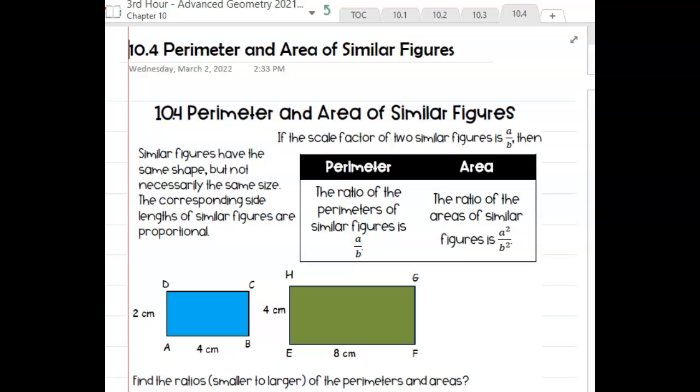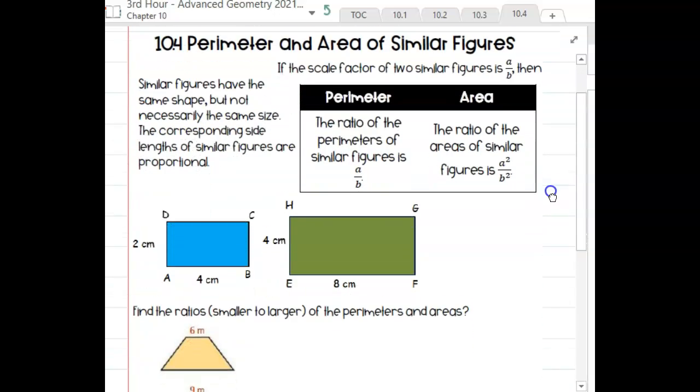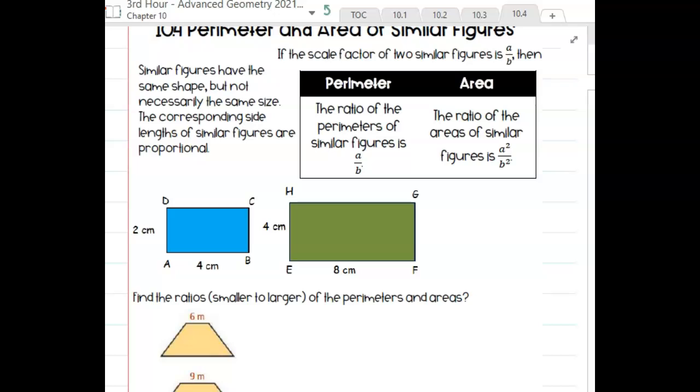Now, we actually skipped the chapter that talked about similar figures, but what you need to know is kind of the simple part: similar figures, or two figures, have the same shape but not necessarily the same size. So if you look at their corresponding angles, their angles are going to be congruent. But what's important for what we're doing today is their corresponding side lengths are proportional.